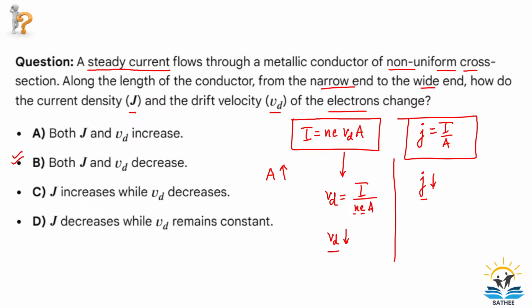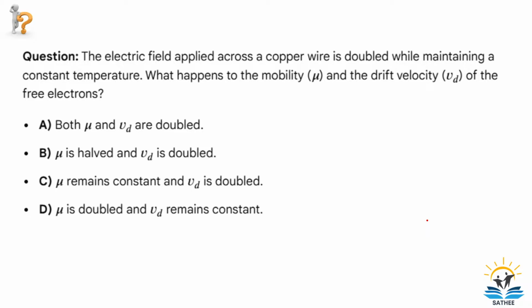Clear? Why are you so silent today? The electric field applied across a copper wire is doubled while maintaining constant temperature. So what happens to the mobility? We haven't discussed mobility yet, so let's discuss mobility first.